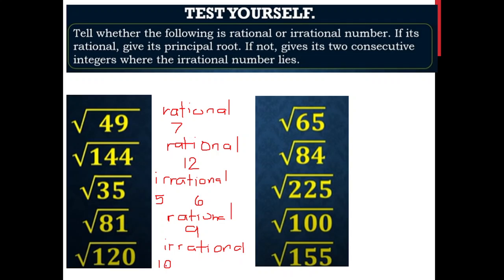So what's the next perfect square after 10? That is 11 times 11. What is 11 times 11? That is 121. Therefore, the square root of 120 lies between 10 and 11, because 10 times 10 is 100 and 11 times 11 is 121. So 120 is in between 100 and 121.